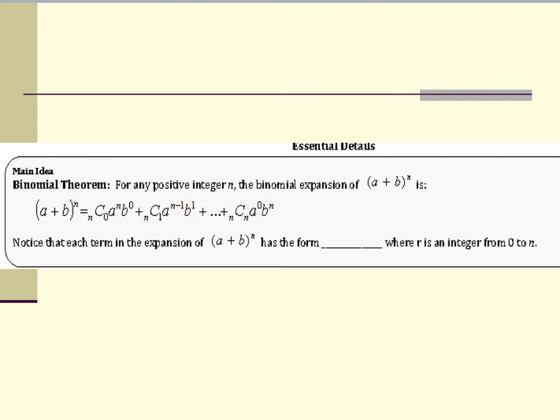So notice that each term in the expansion of a plus b to the nth has this form. It has the form nCr times a to the n minus r times b to the r, where r is an integer from 0 to n. So the best way to learn this is really just to practice it.